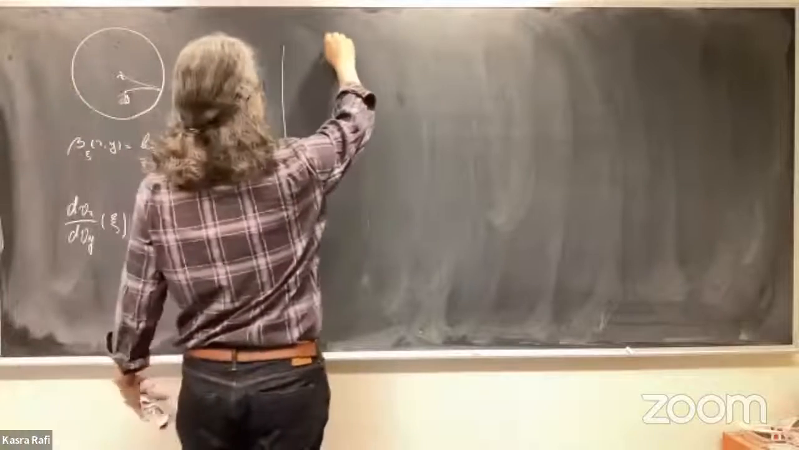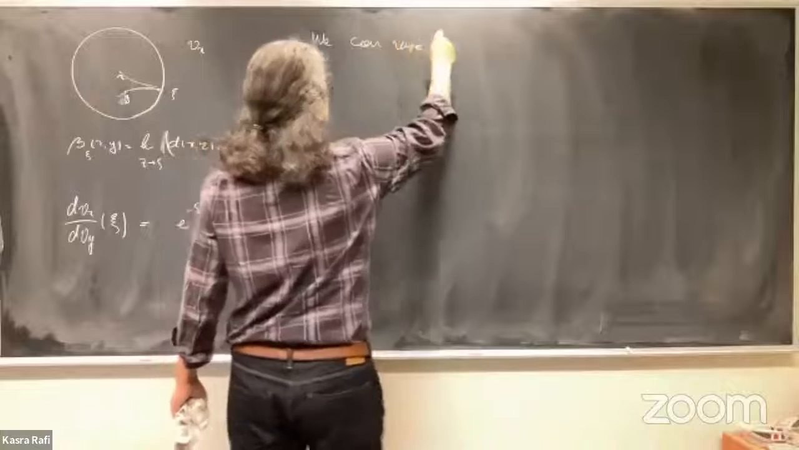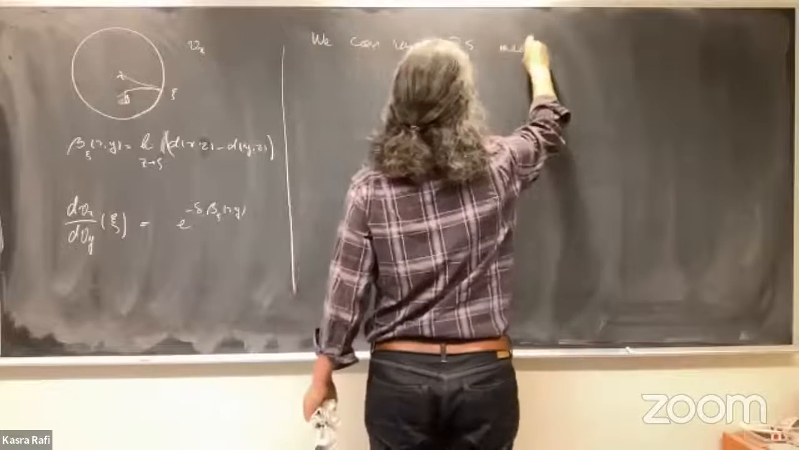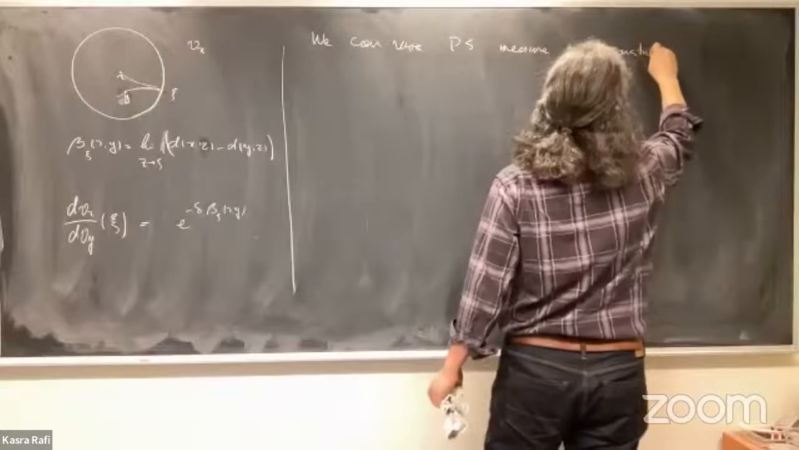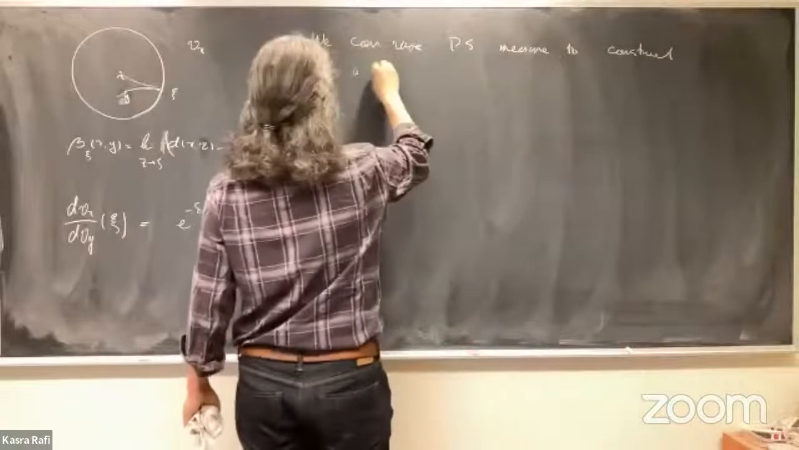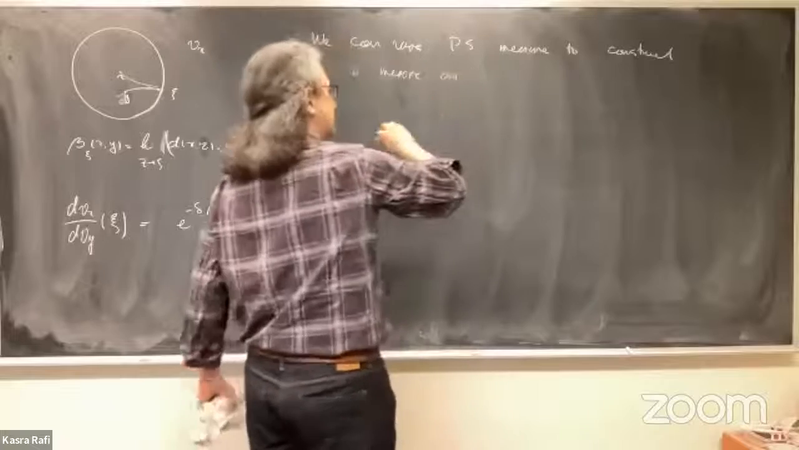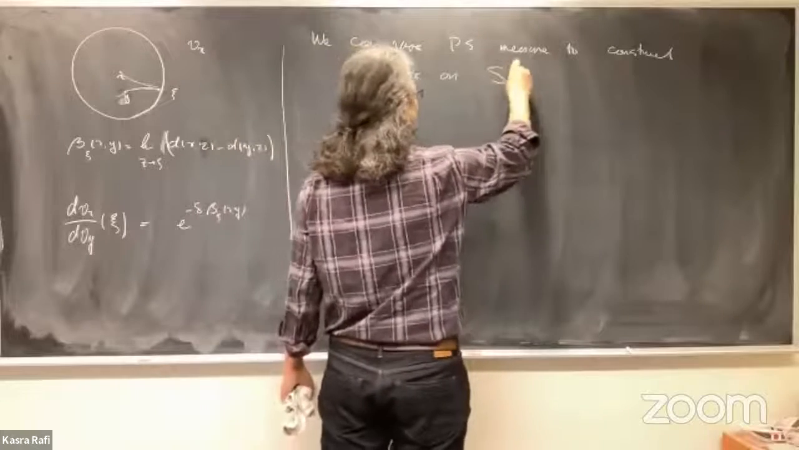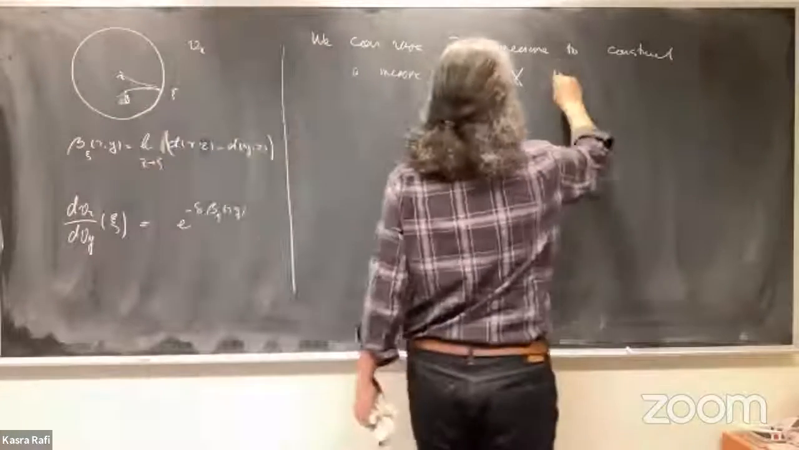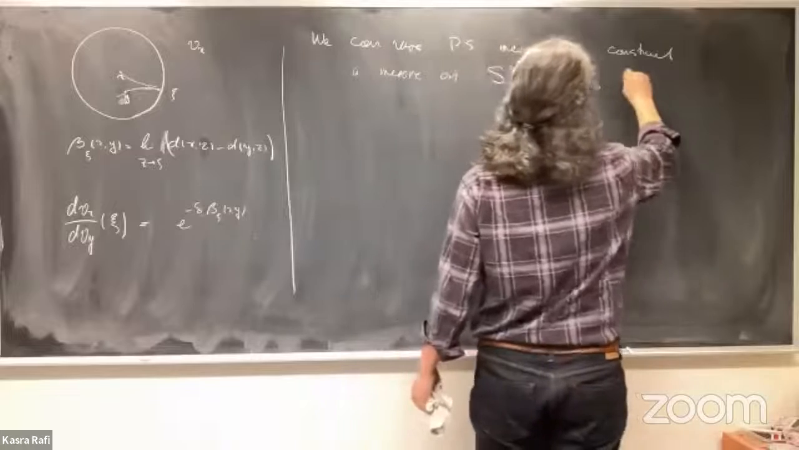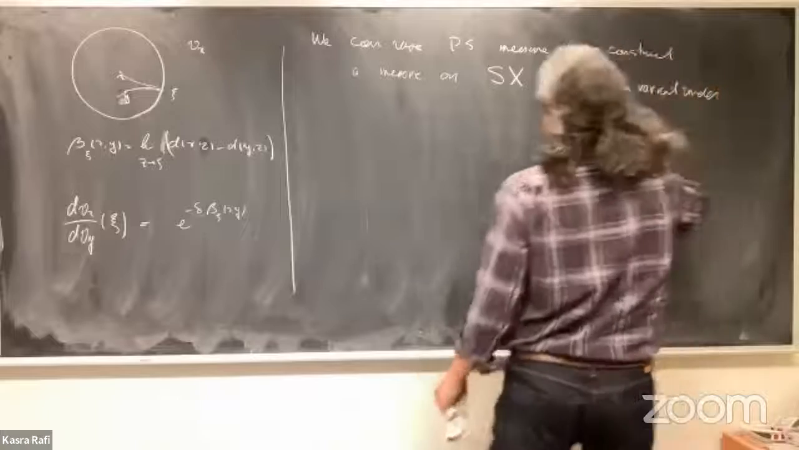So my goal is that we can use the Patterson-Sullivan measure to construct a measure on what I want to say is a unit tangent bundle. Let me tell you what that is for a CAT(0) space in a second. I call it SX. It is invariant under the geodesic flow.